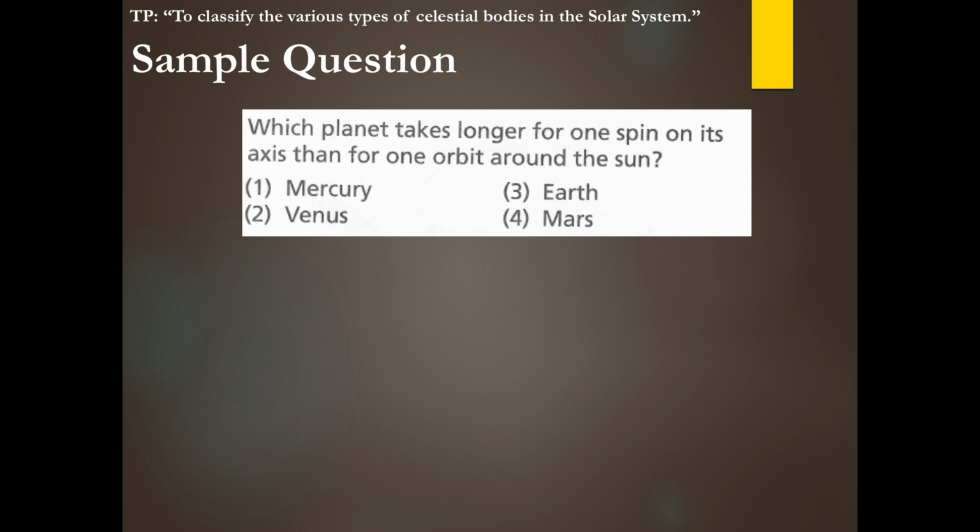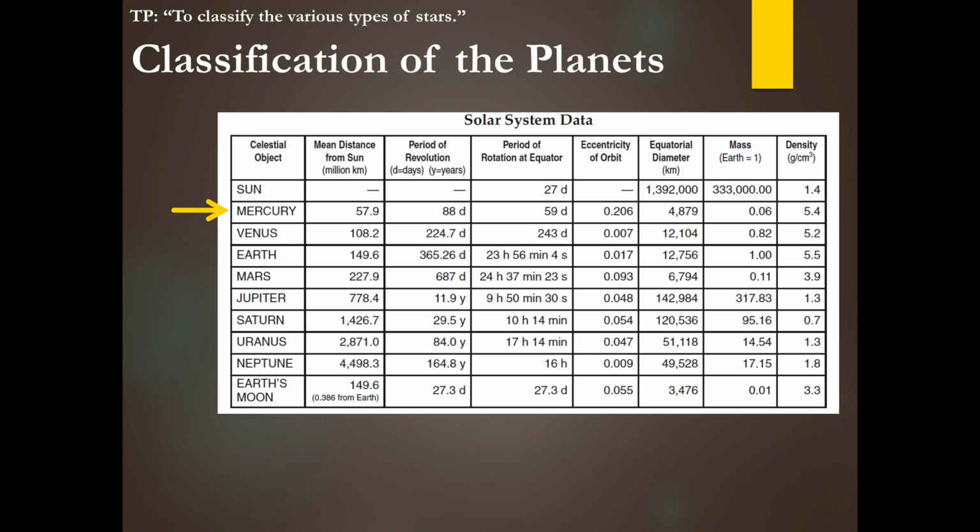Let's do a few questions together. First question, which planet takes longer for one spin on its axis than for one orbit around the sun? You have Mercury, Venus, Earth, and Mars. So we have those four planets, and we have to look at the revolution and rotation. The question was, which planet takes longer to rotate than to complete one orbit around the sun?